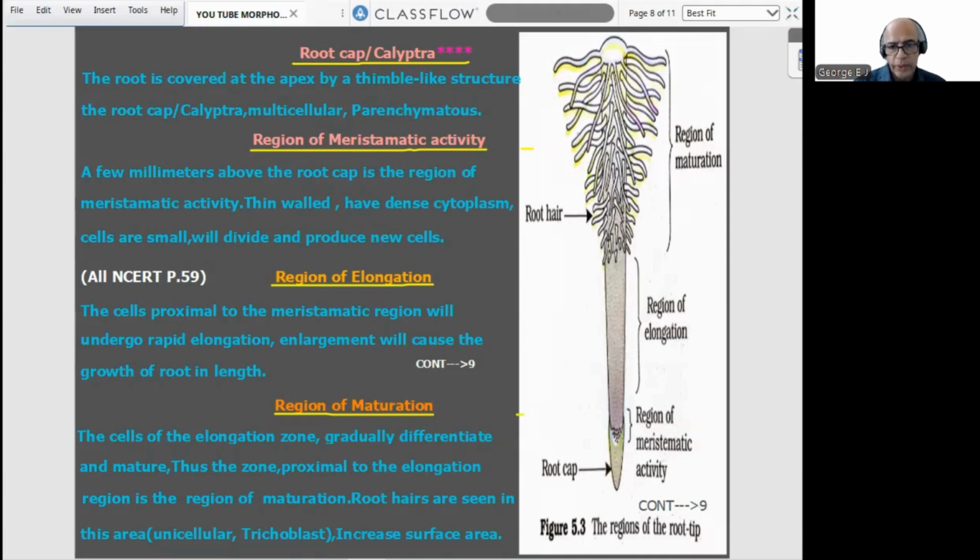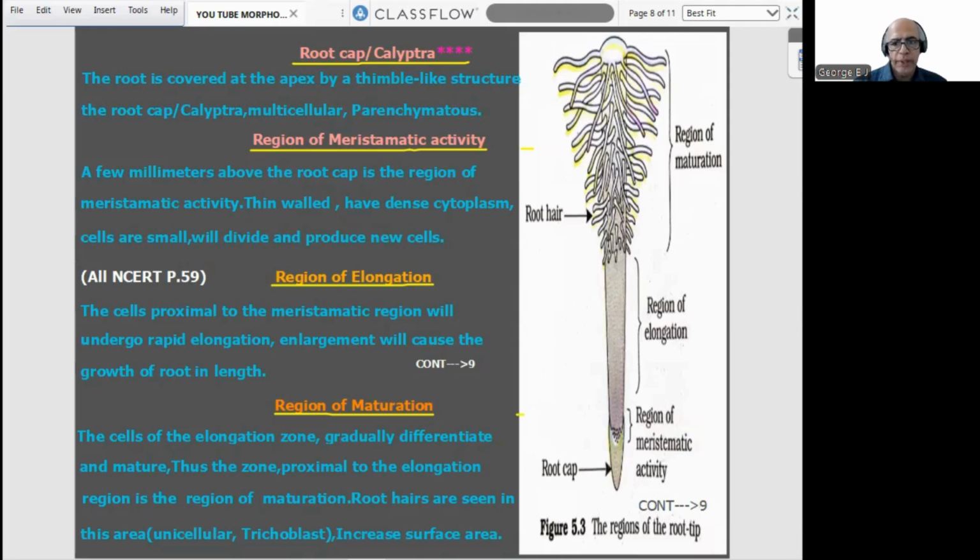And above it, just above the root cap, you can find this area: the region of meristematic activity. A few millimeters above the root cap or calyptra is the region of meristematic activity. So all the features of meristem will be there. It is thin walled, has dense cytoplasm, cells are small, and they will divide and produce new cells. And the third area above the meristematic activity is called the region of elongation. You can find cells proximal to the meristematic region will undergo rapid elongation. Enlargement will cause the growth of the root in length. So that is why it is called the region of elongation.